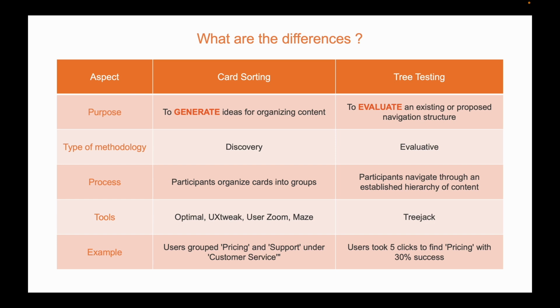After that, participants in card sorting will organize cards into groups, while participants in tree testing will navigate through an established hierarchy of content. Tools for card sorting are Optimal Workshop, UX-Trick, UserZoom, and Maze, and for tree testing is Treejack. Here I will give you two simple examples for each method. For card sorting, users grouped pricing and support cards under the customer service category, and for tree testing, users took 5 clicks to find pricing with 30% success.